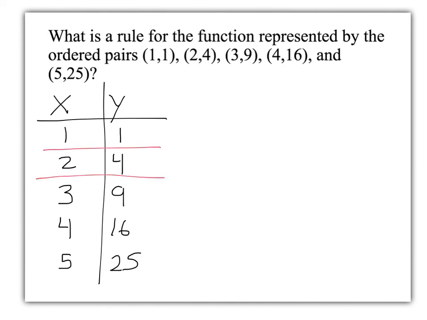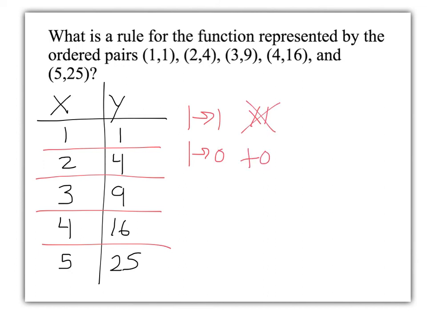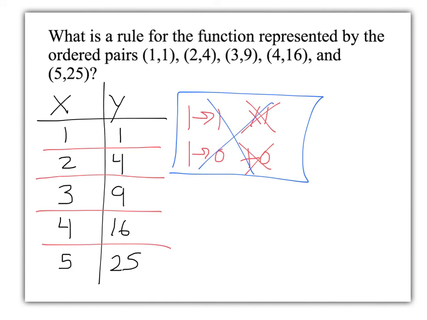Hopefully you already see the relationship, but again, you could try multiplying. From 1 to 1, I multiplied by 1. Well, that's not going to work for anything else in the table. Also, adding 0, because that's what I did from the first one, also didn't work. So you've kind of eliminated the two things that make it a linear equation. Now you want to check something that's going to make it nonlinear, which is going to probably involve exponents.